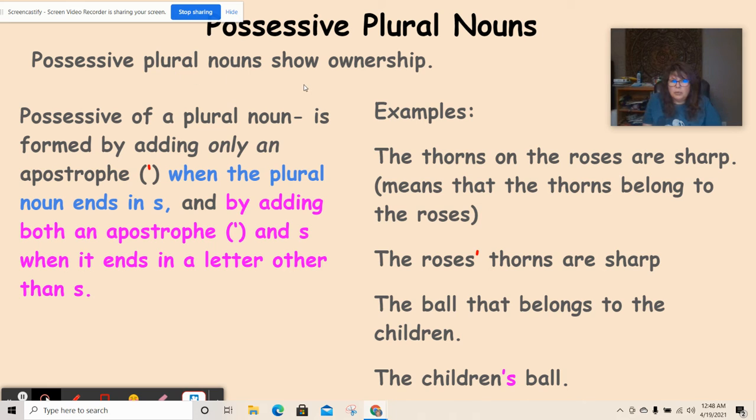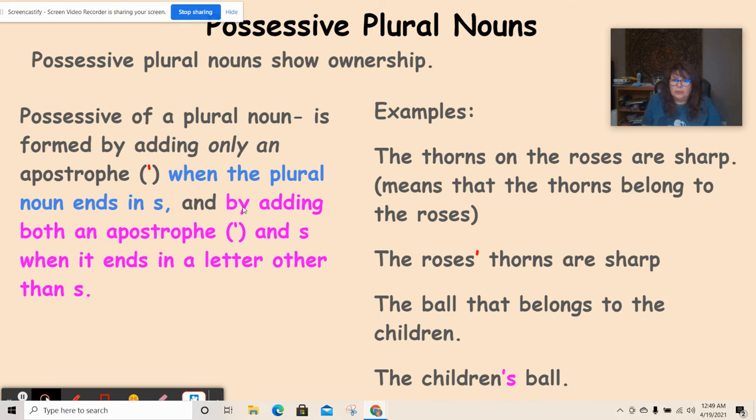Okay, so now we're going to be talking about possessive plurals. A possessive plural shows ownership. It's the same as the first one, but now we're going to be talking about the plural format, more than one. So when we are doing a possessive plural noun, it is formed by adding only an apostrophe when the plural noun ends with an S. So if the plural noun is more than one and it ends with an S, we just add an apostrophe at the end.